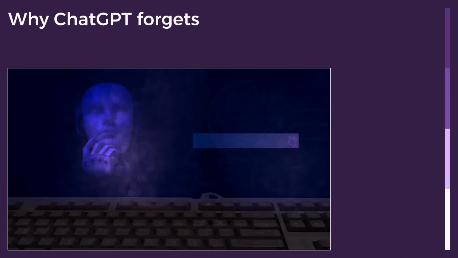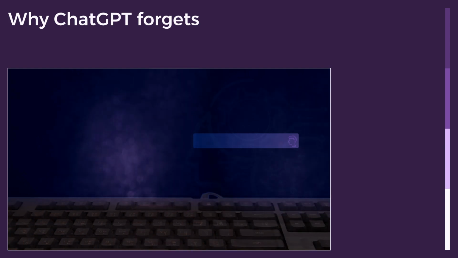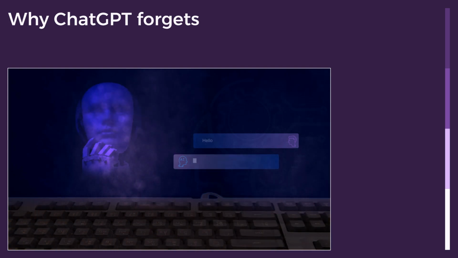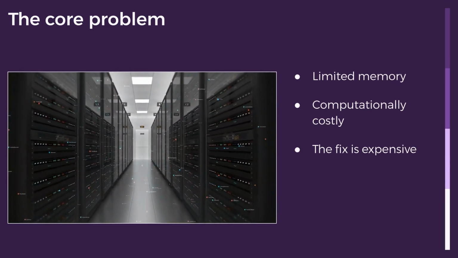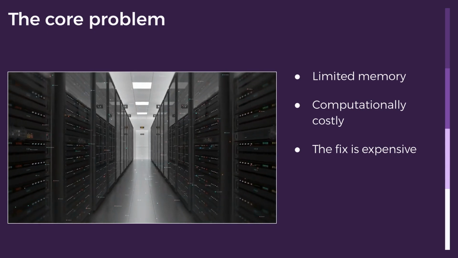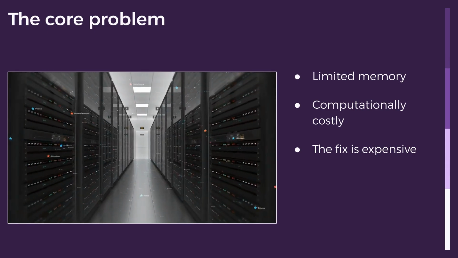If you've used tools like ChatGPT, you've experienced the frustration. The AI seems brilliant one moment, and then suddenly forgets what you discussed just 10 minutes ago. Why? The core problem is that AIs don't have true, continuous memory. They only process information within a specific, limited operational space, and making that space larger is incredibly expensive.